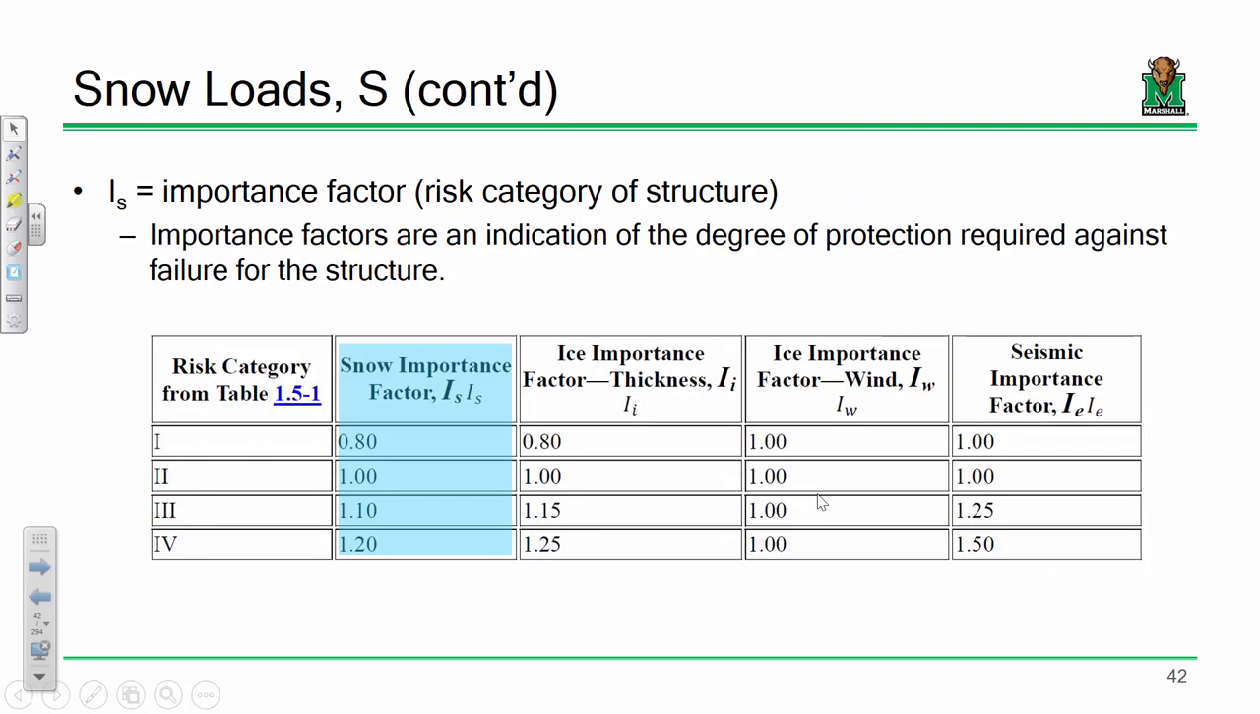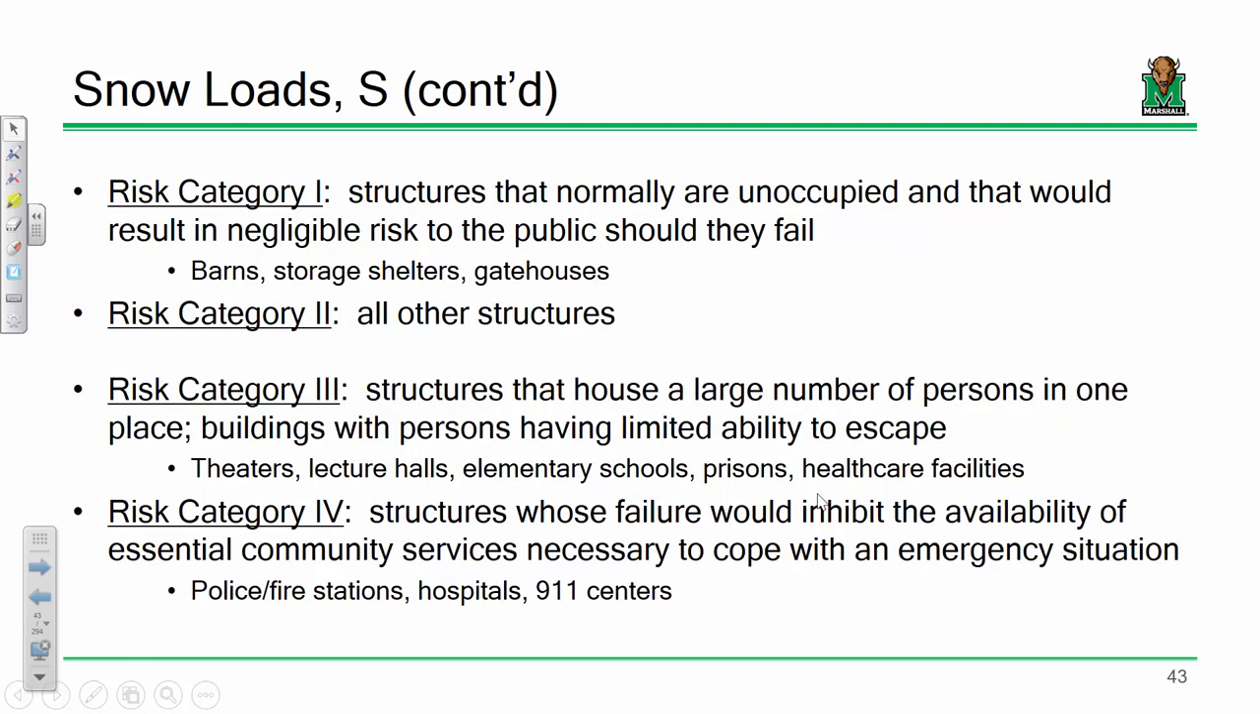Importance factor. So the importance factor is a lookup, but the importance factor is related to the type of structure that you're designing. Now, if you're not in steel design, the ASCE spec defines four risk categories that we have to consider when we're designing a structure. And this isn't just for snow. This is for wind and seismic. It's for a lot of environmental loading conditions. But in a nutshell, the risk category is just a classification for the type of structure that we're dealing with. And they go from risk category 1 to risk category 4.